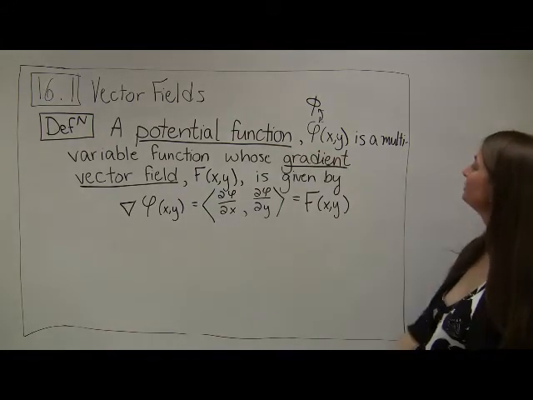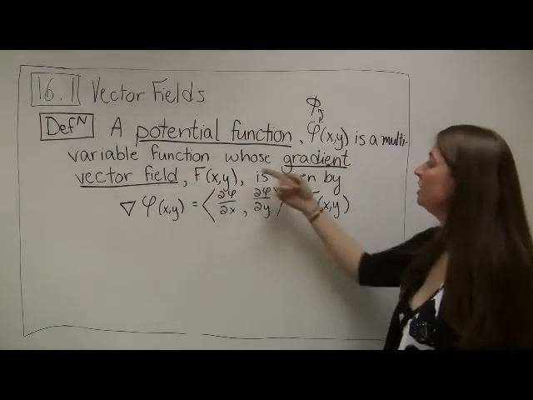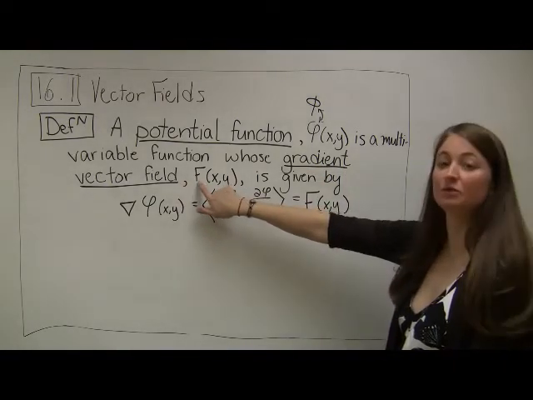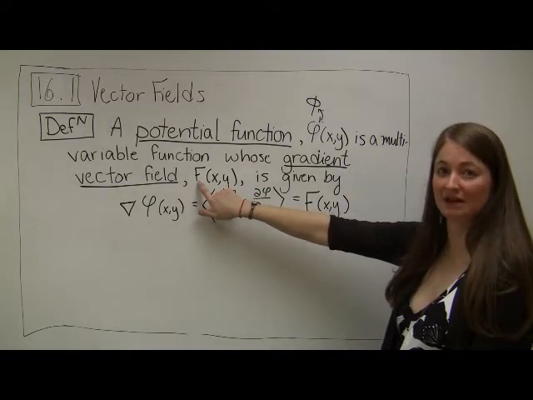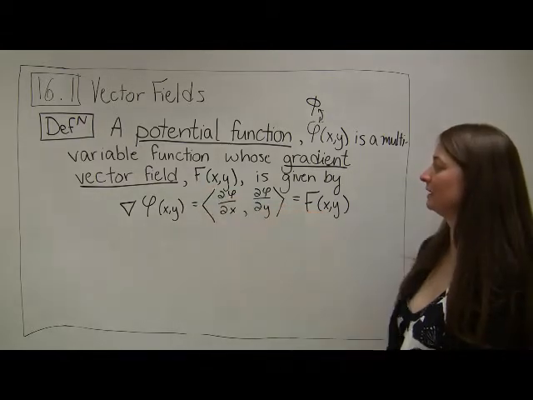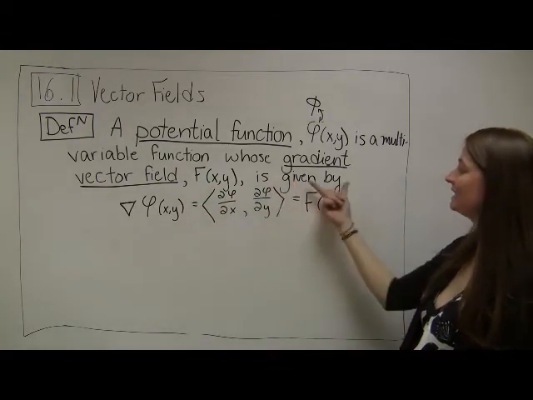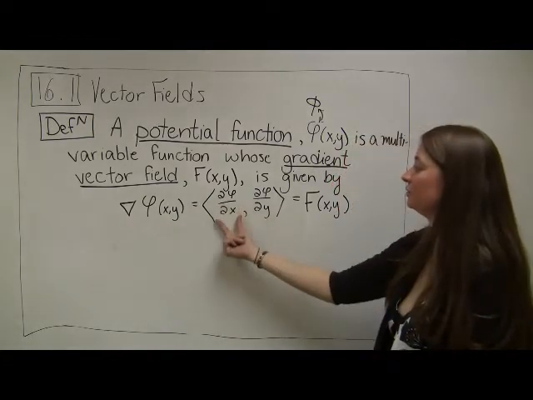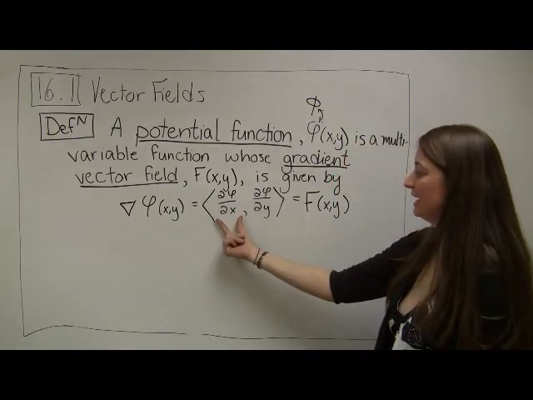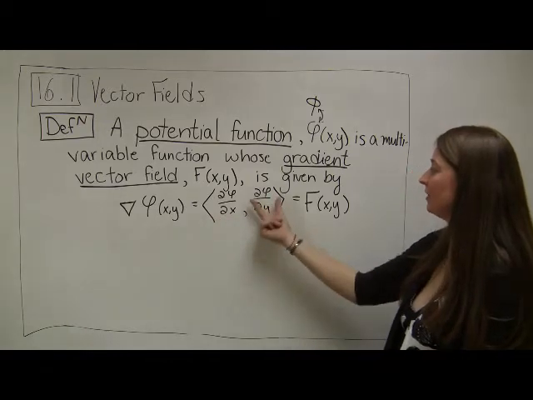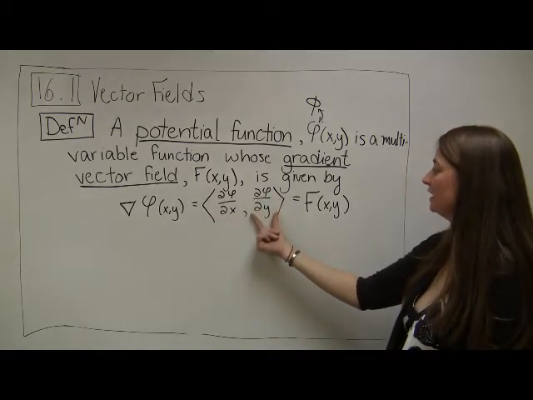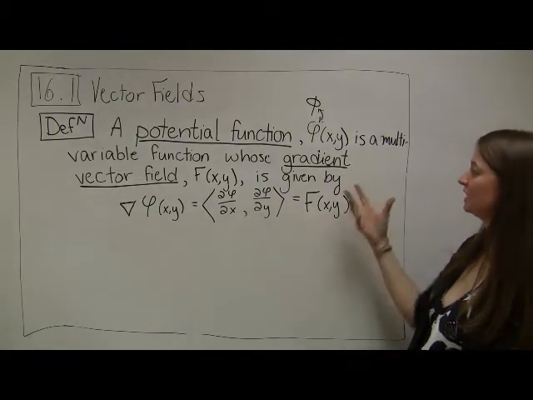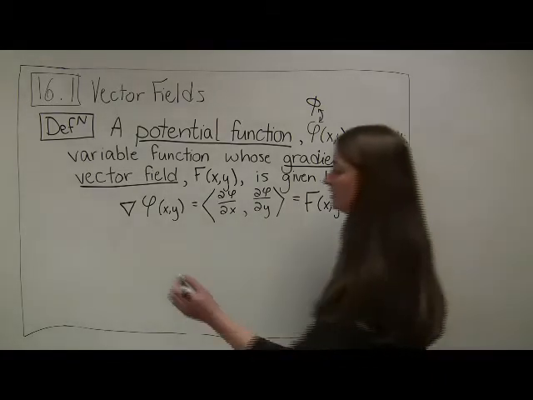Anyway, our potential function phi is a multivariable function whose gradient vector field, capital F of x y, remember that whenever we talk about functions that have outputs that are vectors, we typically capitalize the function, is given by the gradient of phi, which is equal to the partial derivative of phi with respect to x in the first component, the partial derivative with respect to y in the second component, is equal to F. So maybe this looks like a lot of jargon, but really the concept is pretty straightforward.